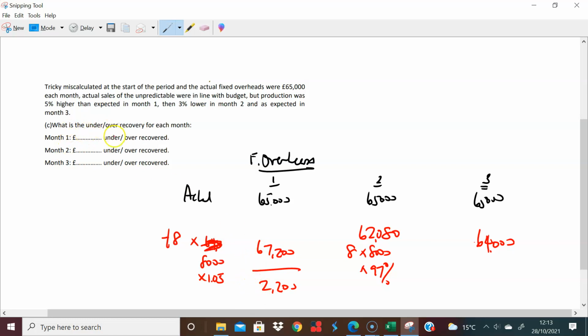You've currently overabsorbed by 2,200. Currently, you have in your system 62,080, but it should be 65,000. So you're going to need to put in some more. So currently, you're underabsorbed by 62,080 minus 65,000, which is 2,920. And finally, you've put in 64,000, but really the costs were 65,000. So you've underabsorbed as well. So you need to put in an extra 1,000, don't you? Because to take 64,000 all the way to 65,000, you need to put in an extra 1,000.